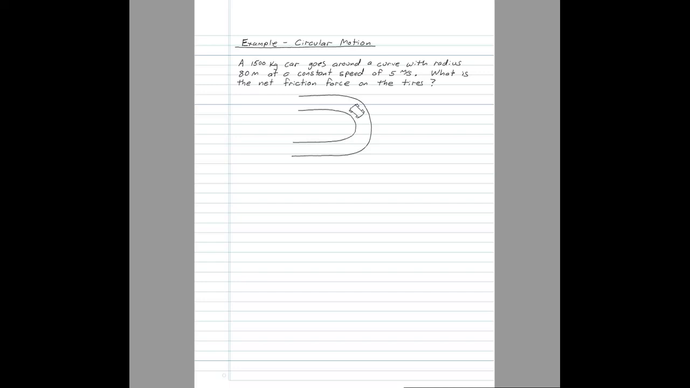So I have a picture below, and this is looking at it from the top. We have the car going straight. Well, it's curving, but this is its velocity at that instant, and that is 5 meters per second. And this is the path, of course, on the road, and that path has a radius of 80.